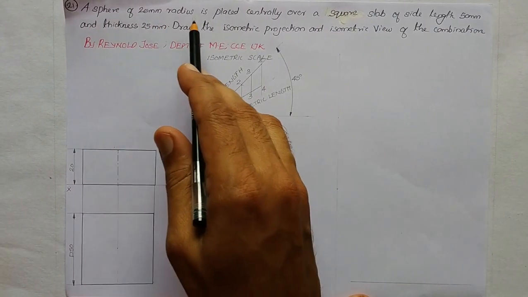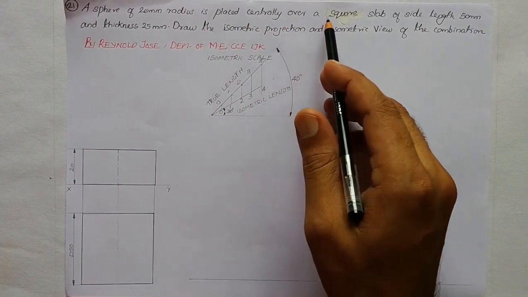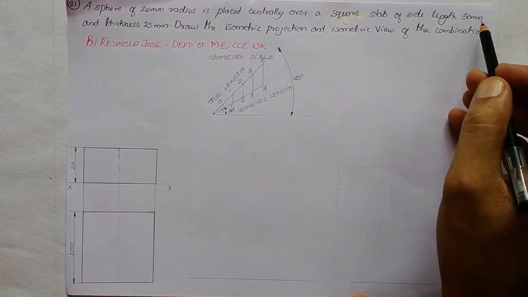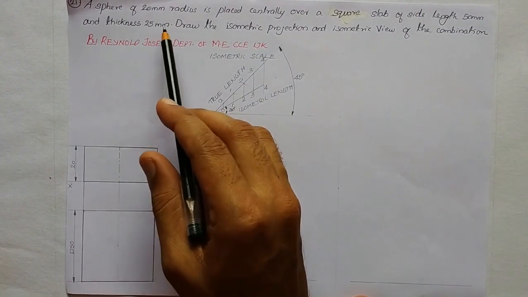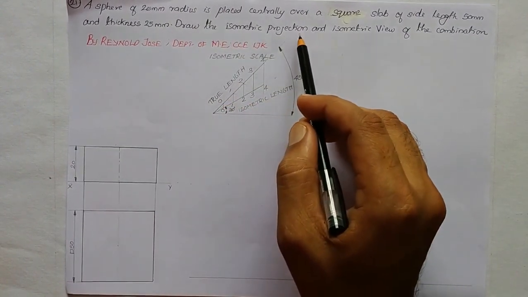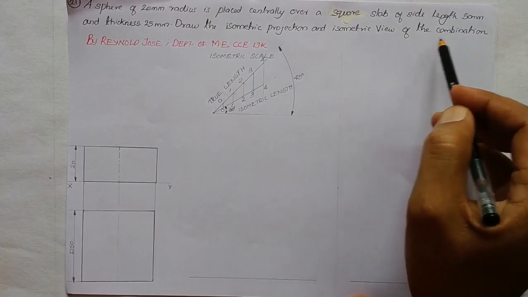A sphere of 20 radius is placed centrally over a square slab of side length 50 and thickness 25. Draw the isometric projection and isometric view of the combination.